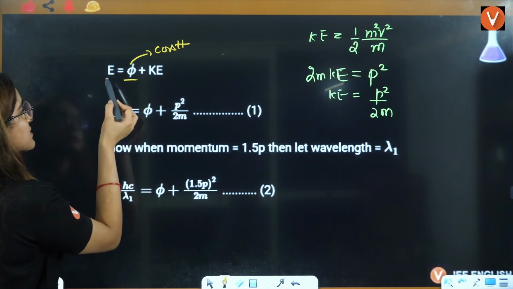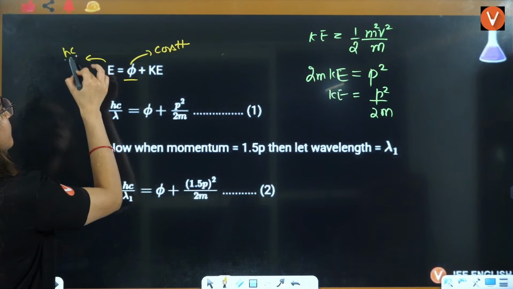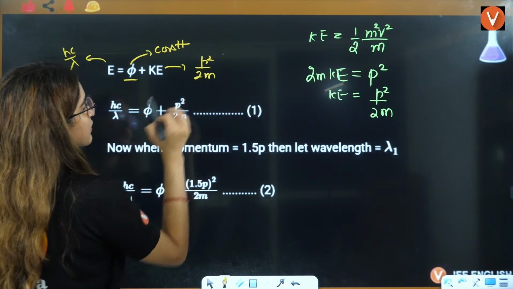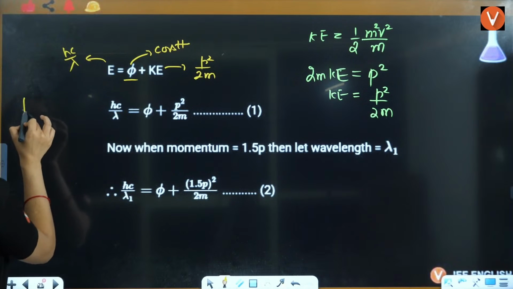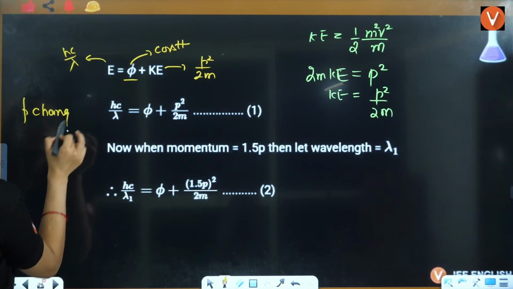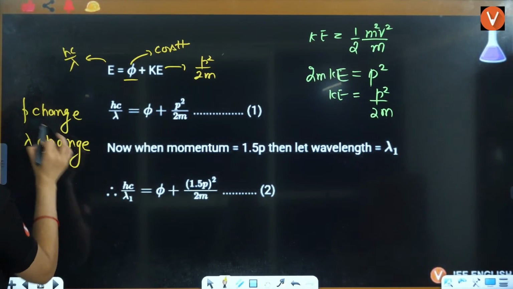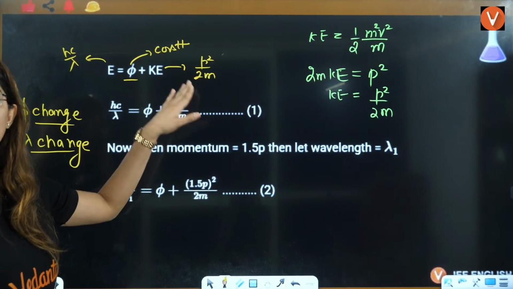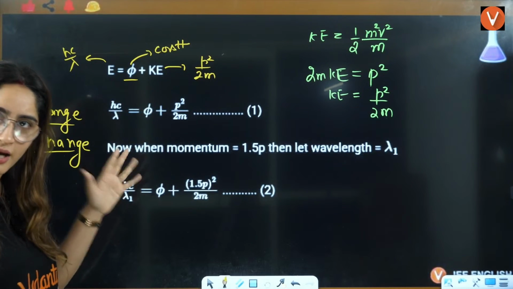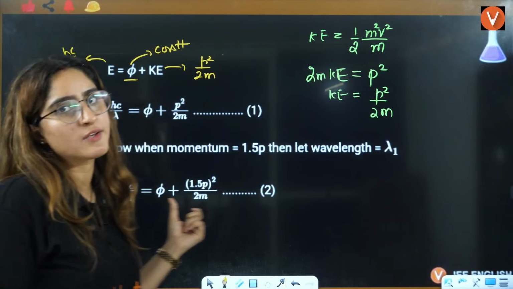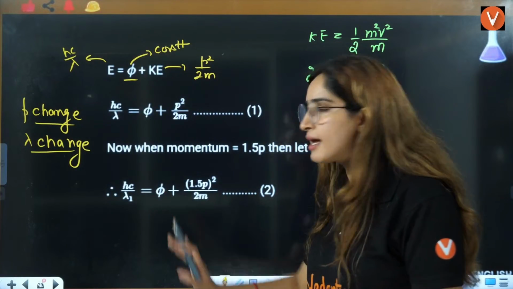Here this is hc by lambda. This is equal to p squared by 2m. Here momentum is changing and lambda is changing. The rest of the things are constant. When they say that momentum is p, lambda is lambda, simple. When this is 1.5p, you have to calculate what is the value of lambda. We have taken it as lambda 1.